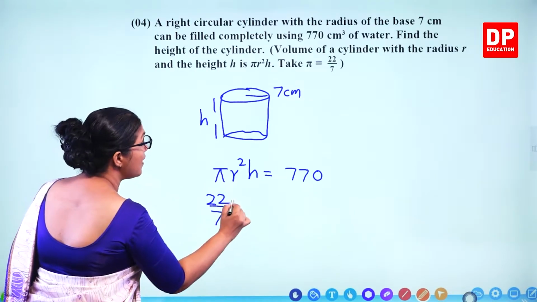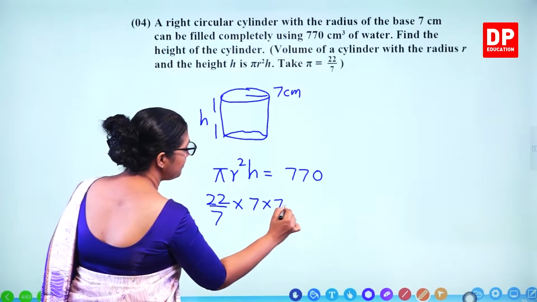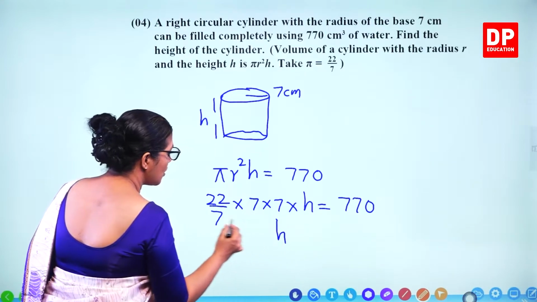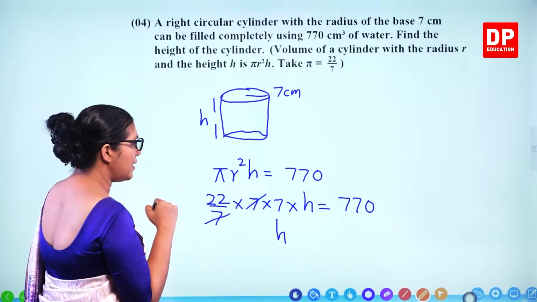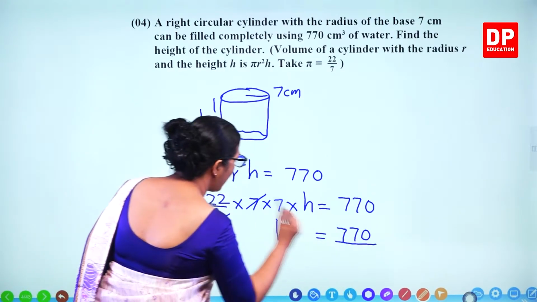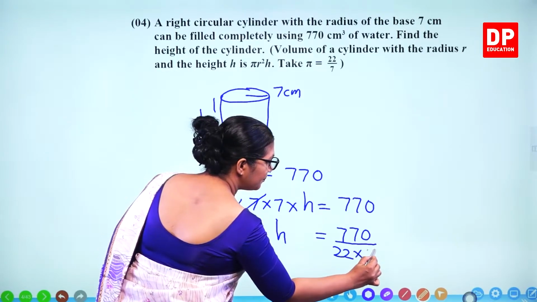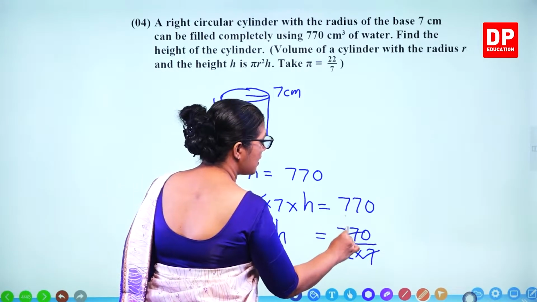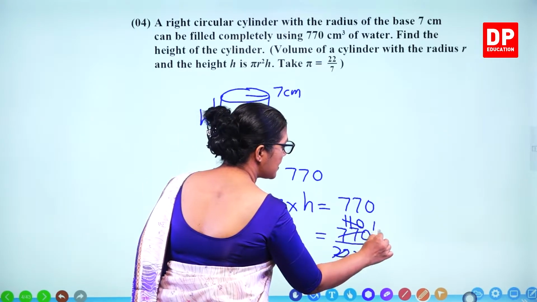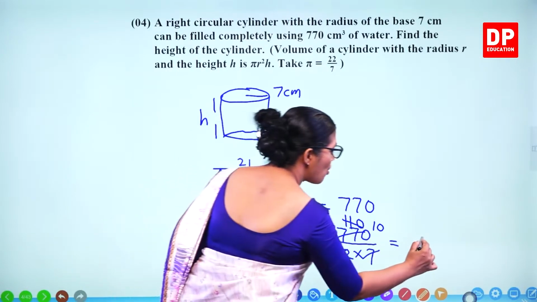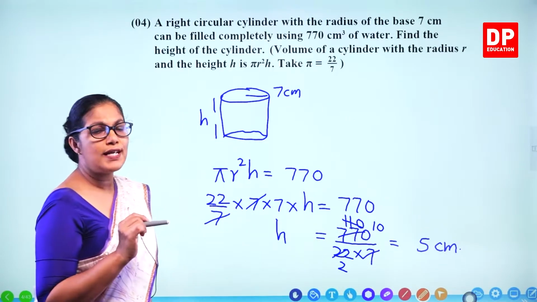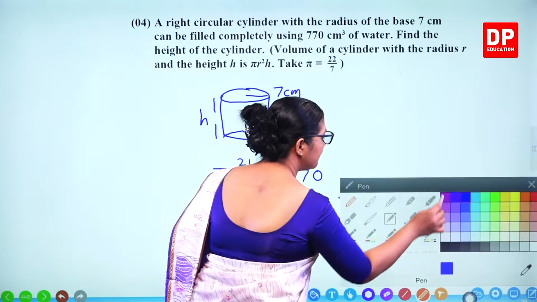Pi 22/7, radius is 7, height, so this is 770. So what's h? Here first we can cross out 7. H becomes 770 divide by 22 and 7. So you get 110 here, divide by 11, 2 and 10. So 10 divided by 2, 5 centimeters is the height of the cylinder. So 2 marks for that.